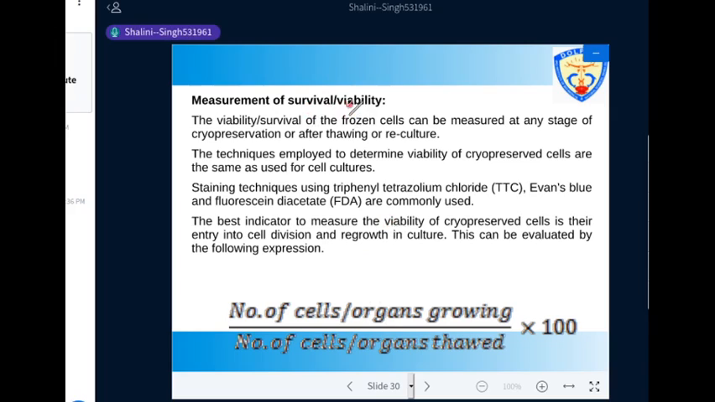Measurement of survival or viability can be done with the help of several staining techniques using triphenyl tetrazolium chloride (TTC), Evans blue, and fluorescein diacetate. These are commonly used staining techniques, and the best indicator to measure the viability of cryopreserved cells is their entry into cell division and regrowth in culture. This can be evaluated by the following formula: number of cells or organs growing divided by number of cells or organs thawed, multiplied by 100.